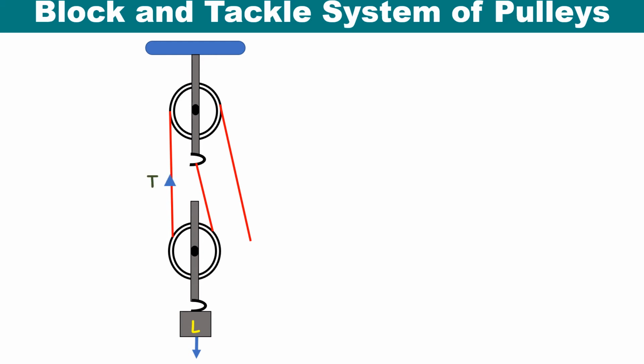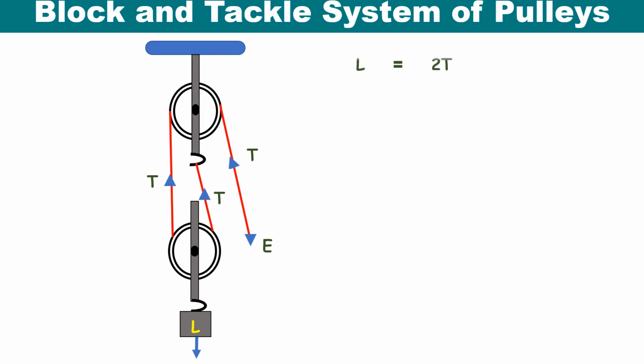The tension in the string always acts in upward direction. The direction of load will always be downward. Effort can be in upward direction or in downward direction. In this case, effort is in downward direction.